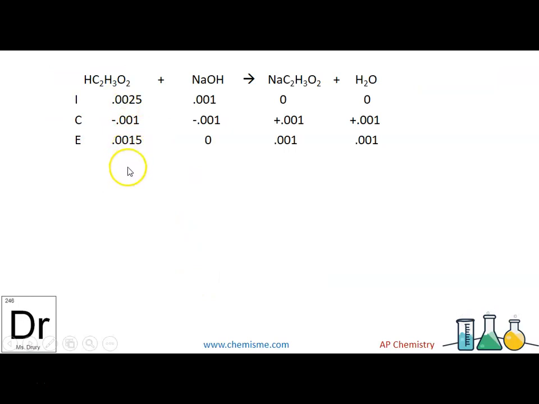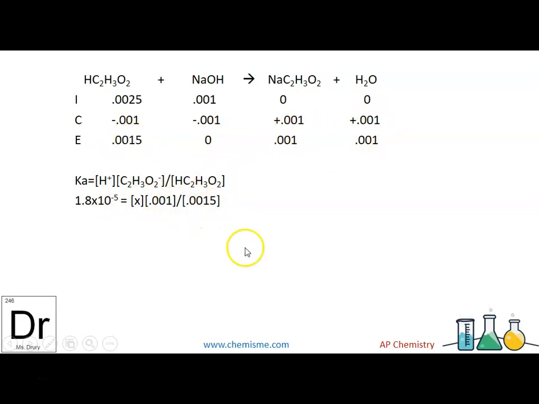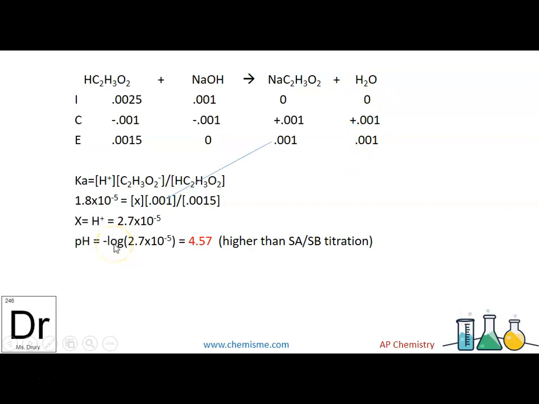If you wanted to do an ICE box type of example, here's the ICE box we just did. The Ka is given. You would write your values in. 1.8 times 10 to the minus 5 is Ka. You say you have an unknown amount of hydrogen ions. You'd put your concentration of the salt in over the acid, so products over reactants. Remember, water is not included in the Ka, so we're plugging them in, find the H and take the negative log. But this is really confusing because it doesn't look like the Kas we've done before, right? It has initials for two things.